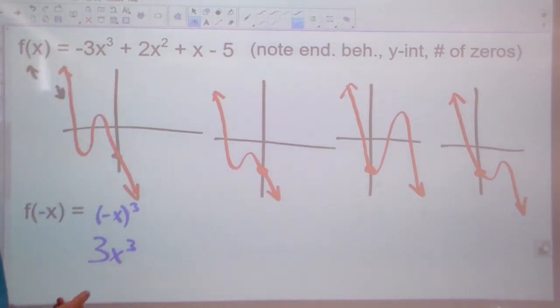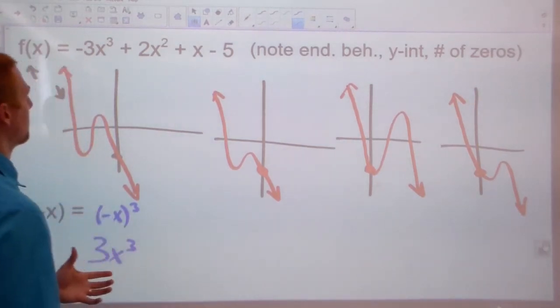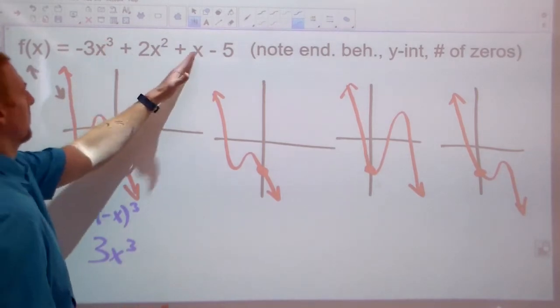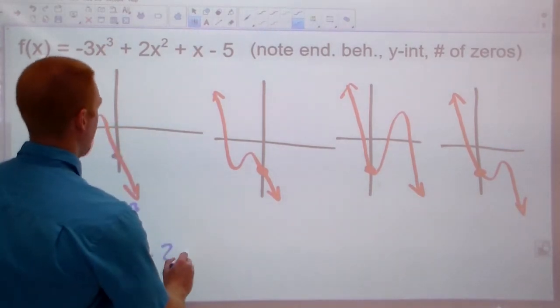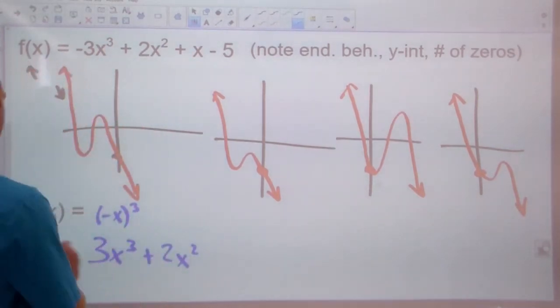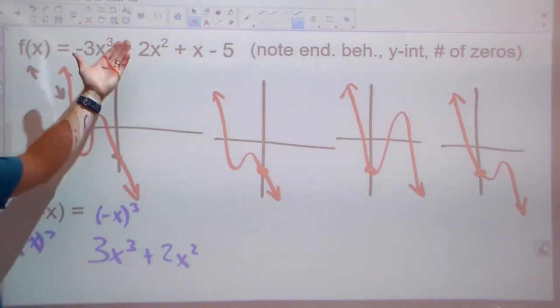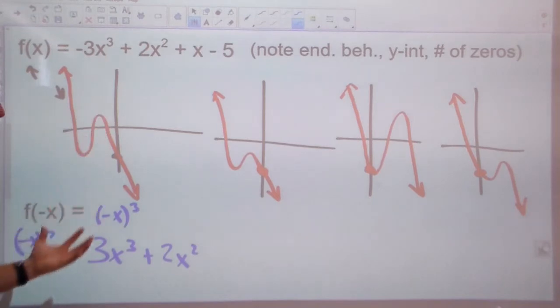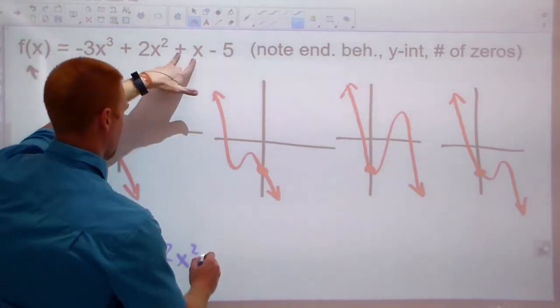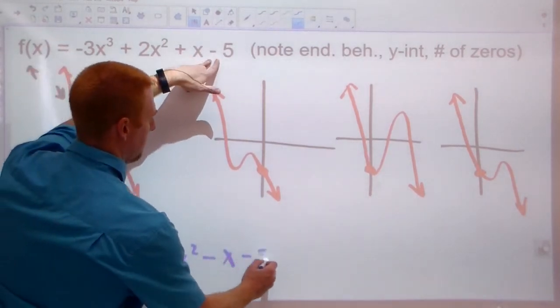Again, I can explain it more if you need me to. Basically, all that's going to happen is all of your odd powers are going to change signs. Even powers are going to stay the same because negative x squared is positive x squared. So positive 2 times positive x squared stays the same. So this will become negative x. This will be minus 5. Okay.